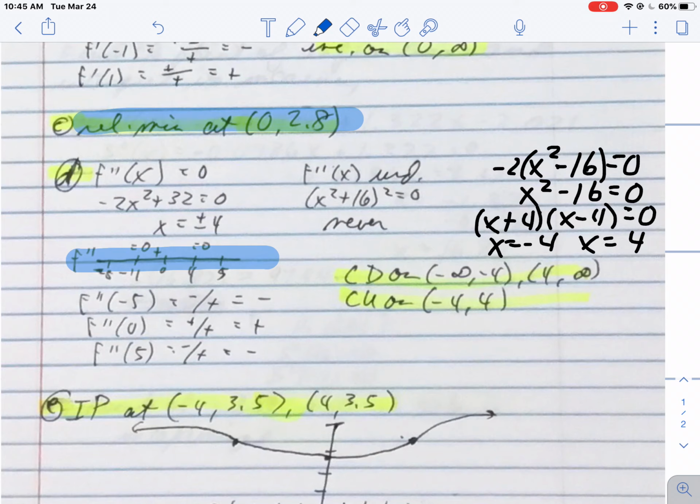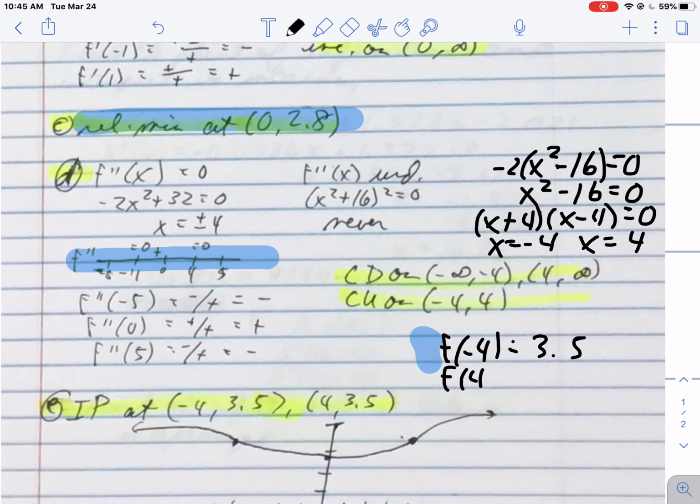And then I just plugged each of those into our function. Again, anytime I want the point on the graph, I'm plugging that back into f. So I'm looking at f of -4 is 3.5, as well as f of 4.